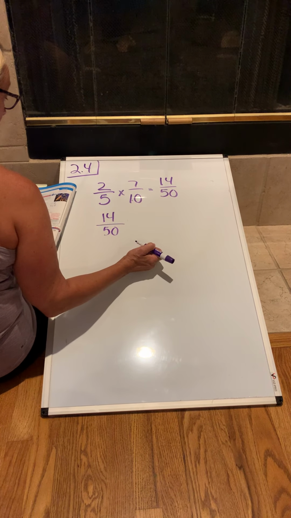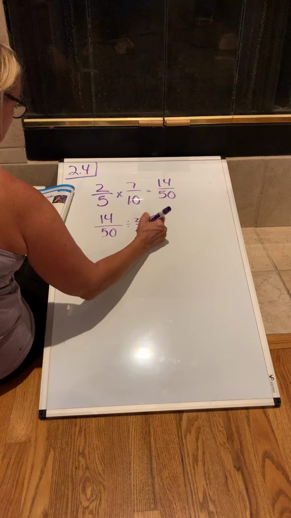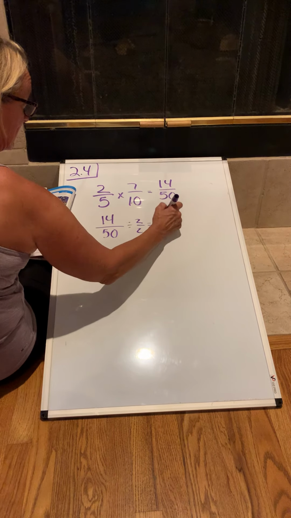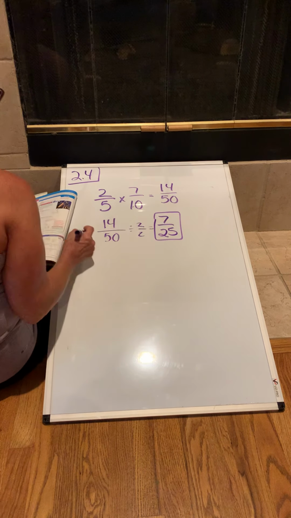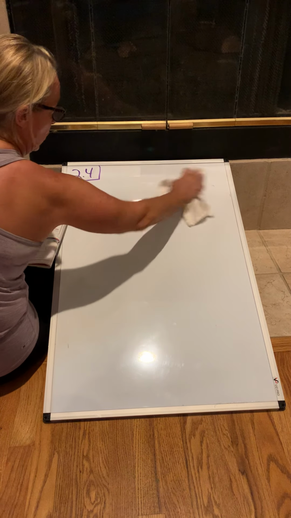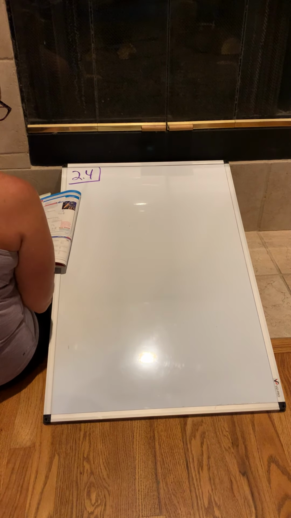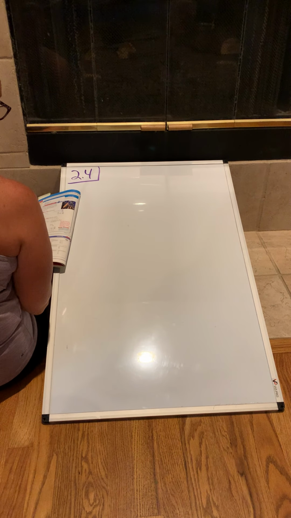We know that we can divide by 2. So we're going to divide the numerator and the denominator by 2 and we get 7/25. So that is in simplest form. That is the way that we were doing it last week with lesson 2.3. But now we are going to simplify before we multiply.